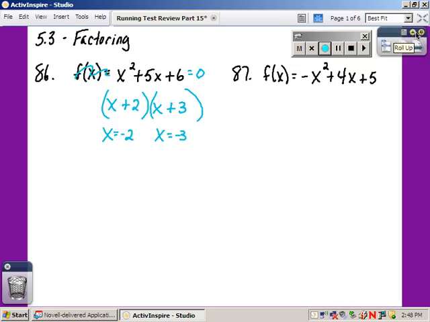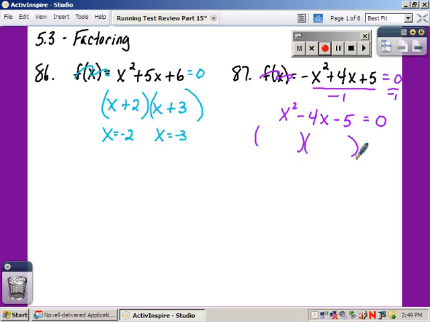Alright, let's take a look at the other one then. This one has a little bit of a twist to it because there's a negative sign in front of the x squared. Remember that it's going to be equal to 0. Okay, no big deal. I can do it if I don't have that negative, so how do I get rid of it? I divide by negative 1. That's going to give me x squared, which is what I want, minus 4x minus 5, still equal to 0. And so now that this is a regular x squared, I can factor it pretty easily.